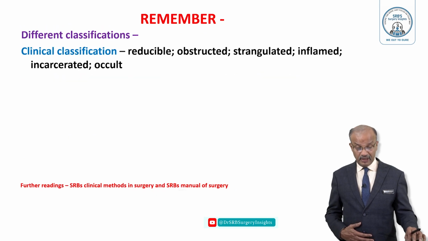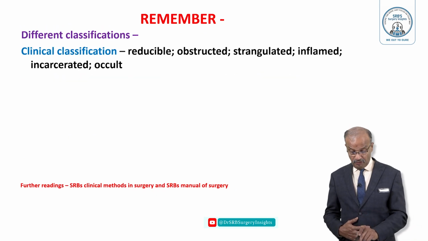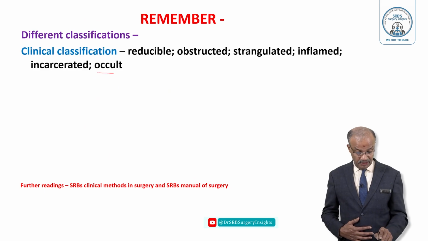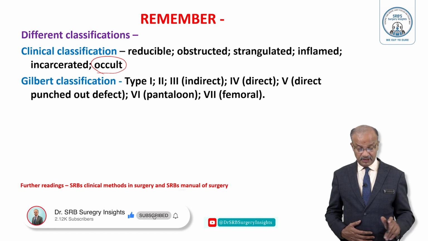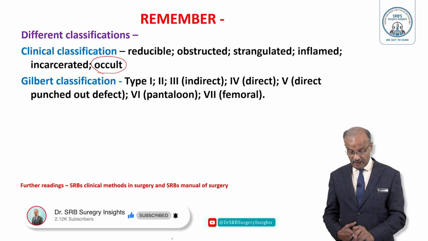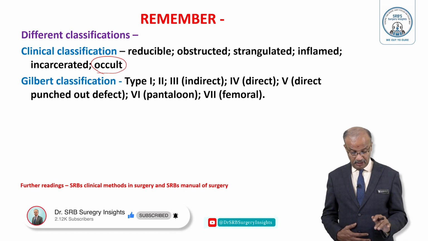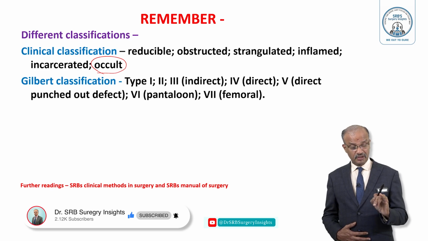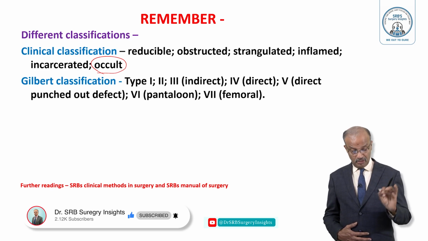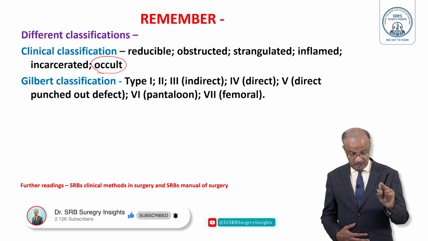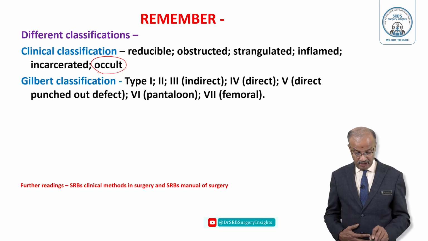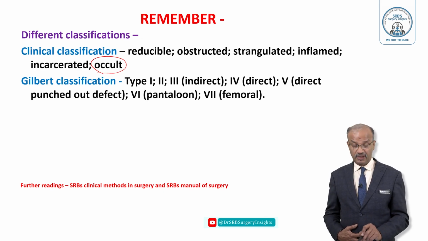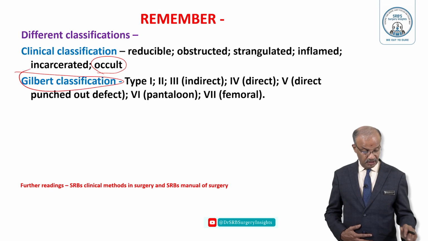Remember the different classifications. Clinical classification: reducible, obstructed, strangulated, inflamed, incarcerated, occult. Occult means no swelling, but pain is there, typically in the groin, inguinal region. Gilbert classification: 1, 2, 3 are indirect, 4 is direct. Type 1 admits one finger, snugly; type 2 is two fingers; type 3 is more than two fingers. 4 is direct, 5 is direct functional defect, 6 is the combined one, 7 is the femoral. This is the Gilbert classification. You have to remember that.